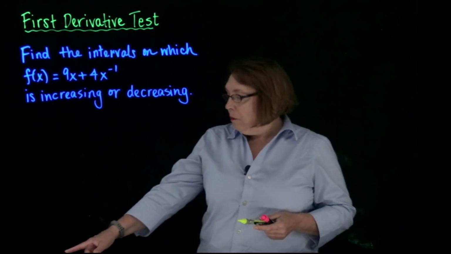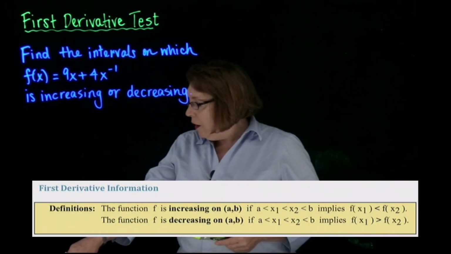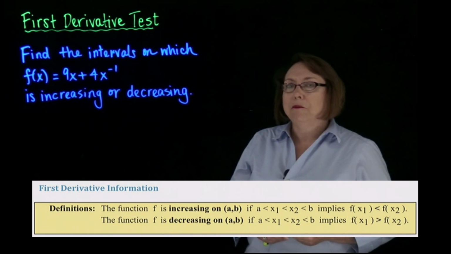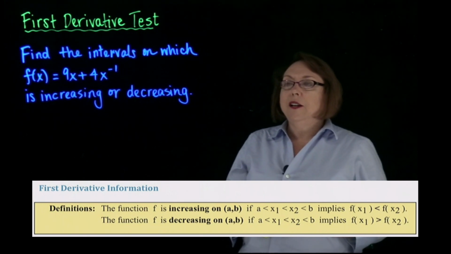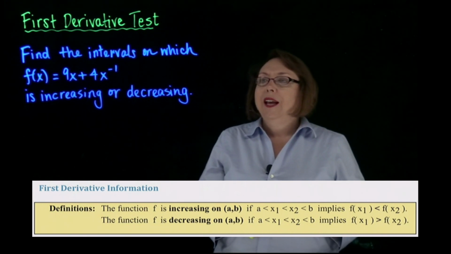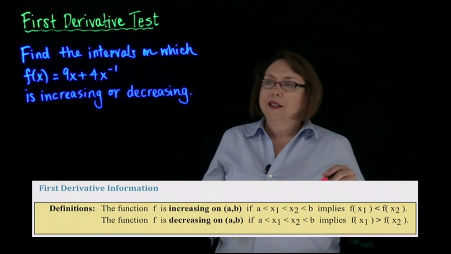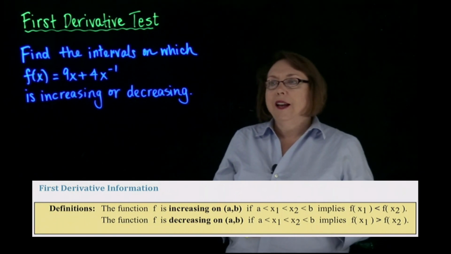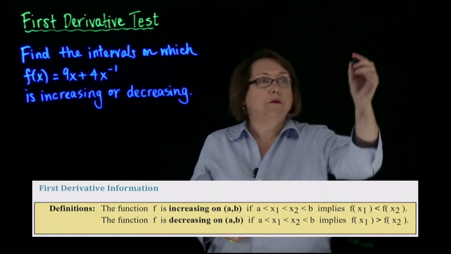As you can see from our textbook, Business Calculus, here's the definition of the first derivative information that you get from taking the first derivative. So the function f is increasing on an interval from a to b if a is less than x sub 1, is less than x sub 2, is less than b, implies that f of x sub 1 is less than f of x sub 2.